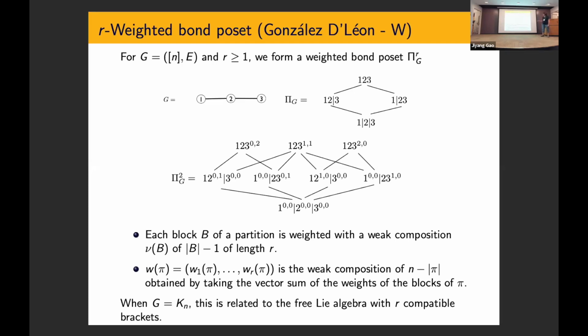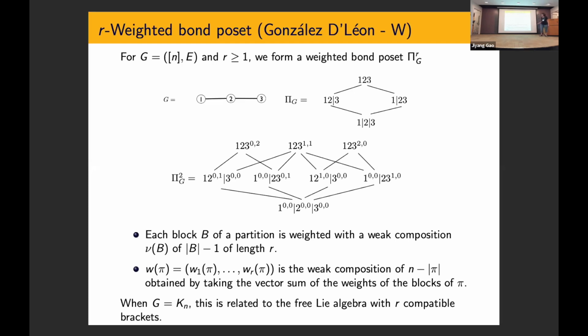And one other thing is the weight of an element of this weighted bond lattice. What we do is we add the two compositions component-wise, and then we add 1. So if I add, no, we don't add 1. I'm sorry, we just add the weights. So the weight of this element is 0, 1. Not a good example. We add the weights.